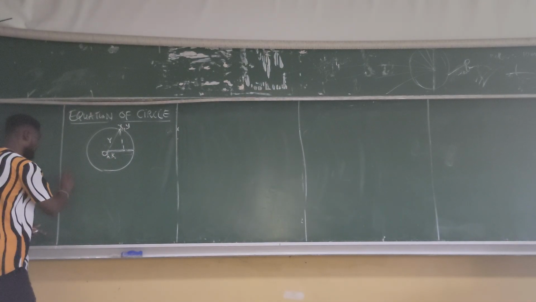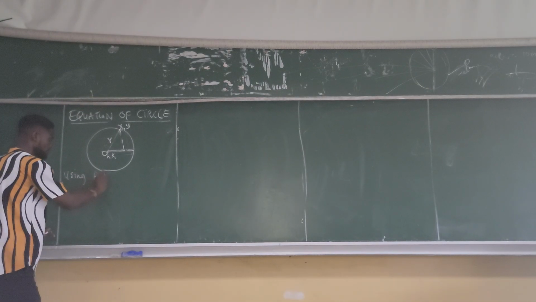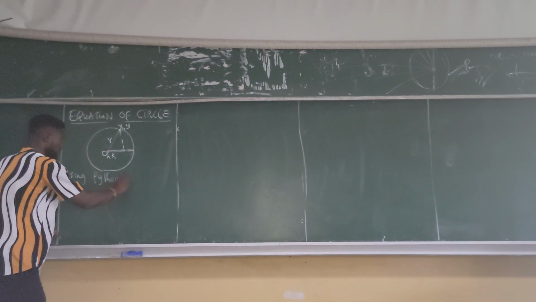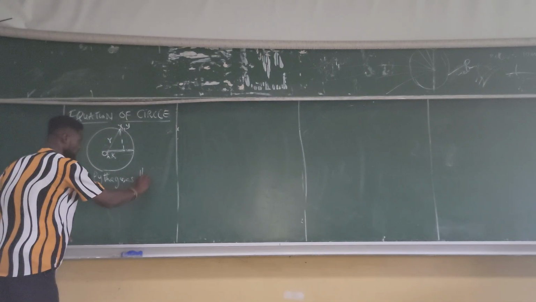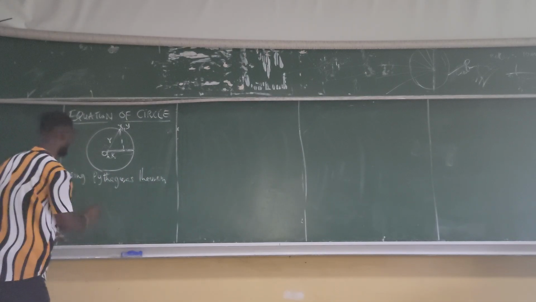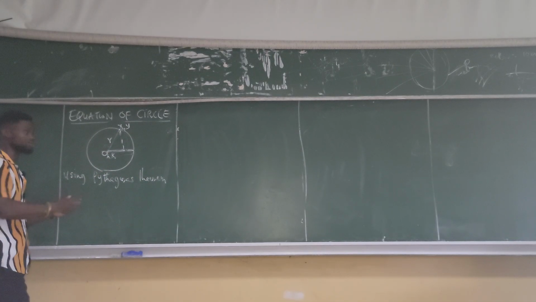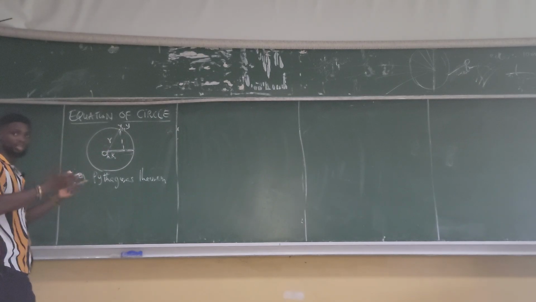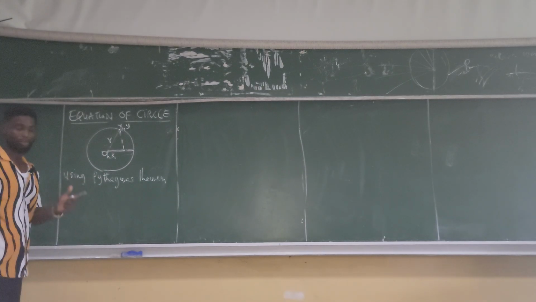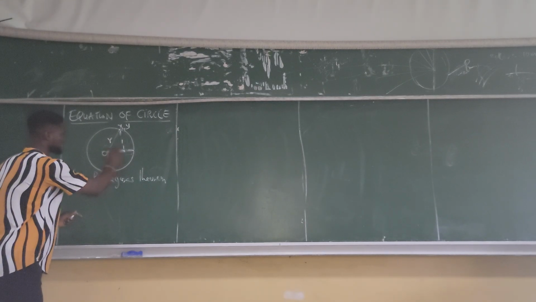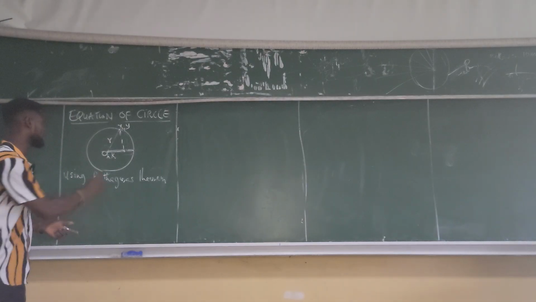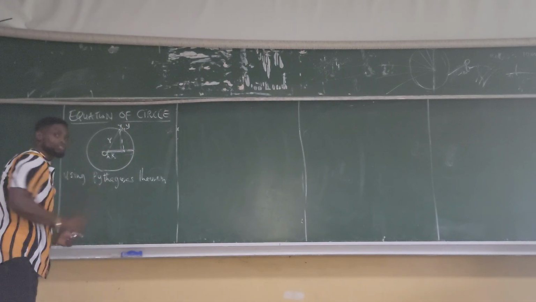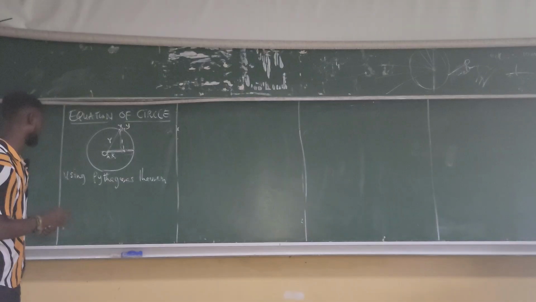So using Pythagoras theorem, we have our radius, which is the hypotenuse. The longest side of the triangle is what we mean by hypotenuse. While this part, the down part, is what we mean by adjacent, and this part is what we mean by the opposite side of the angle.